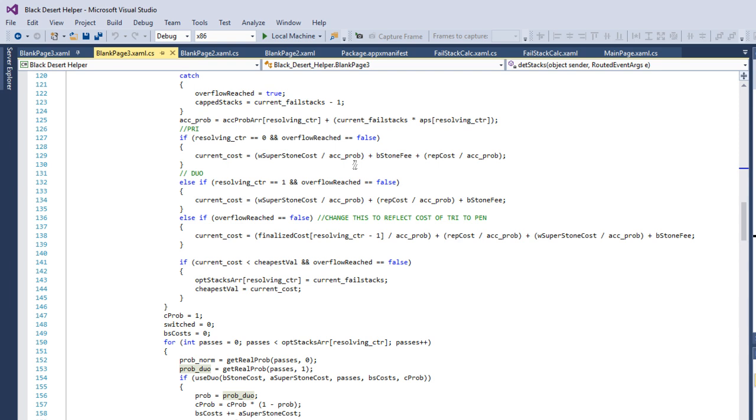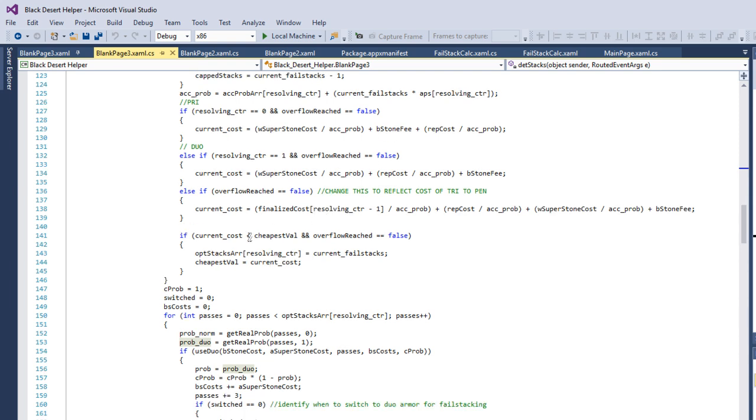But if it's not pri, if you're not going for pri or duo, then you have to take into account the one before it, as I said earlier. So then you have all of that, but then you also have the finalized cost of getting the one before it divided by the probability of failure, because if it fails, then you lose all of that. And so you go on, and basically if it's cheaper than the cheapest value recorded so far, you record it as the optimal amount of stacks for that given enchant.